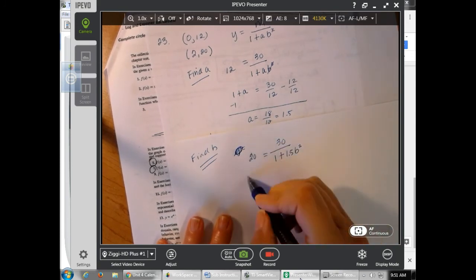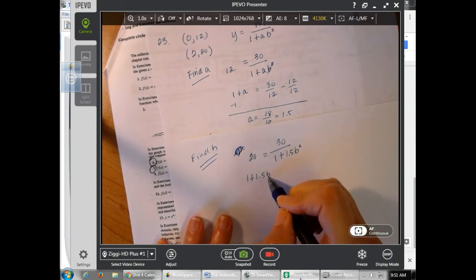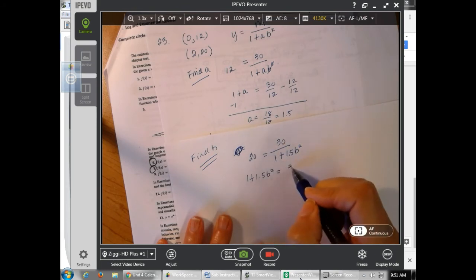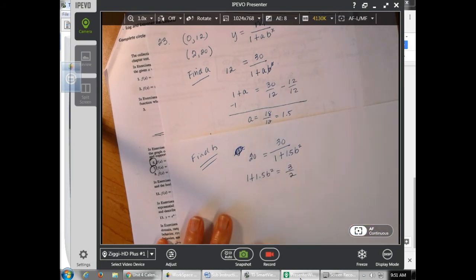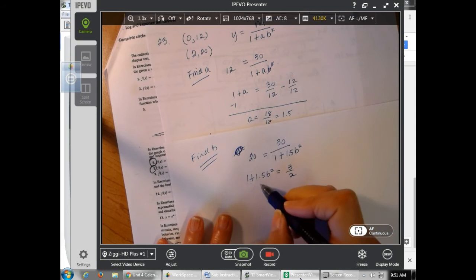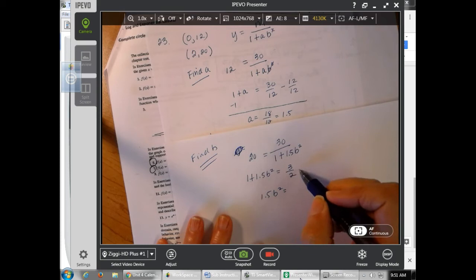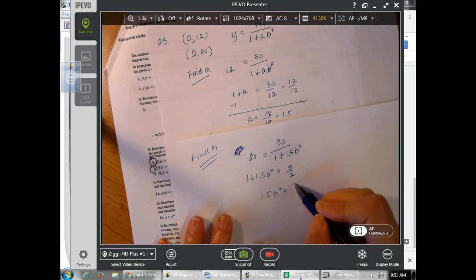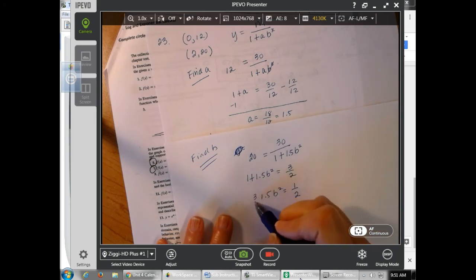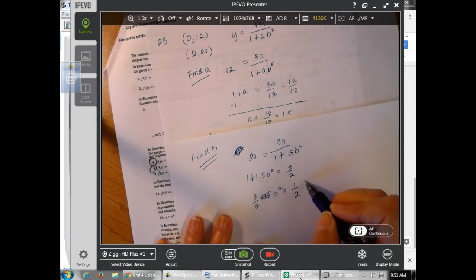And then we reverse these two, and I have 1 plus 1.5 b squared is equal to 30 over 20, which is going to be 3 halves. Then I'm going to subtract 1 from both sides, and I'm going to get 1.5 b squared. 3 halves minus 2 halves is going to be 1 half. And then I'm going to divide by 1.5, or remember this is really just 3 halves. So I can multiply by 2/3 on both sides. So I end up with b squared is equal to 1/3.